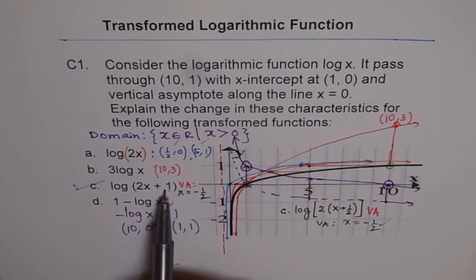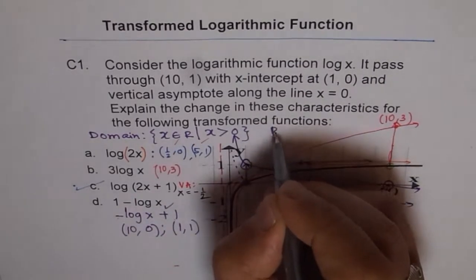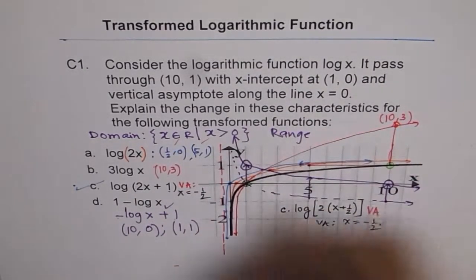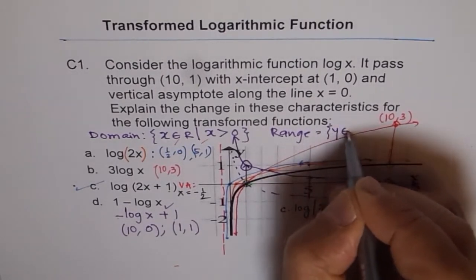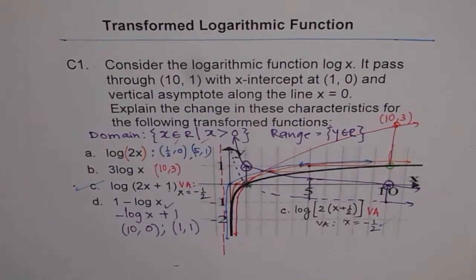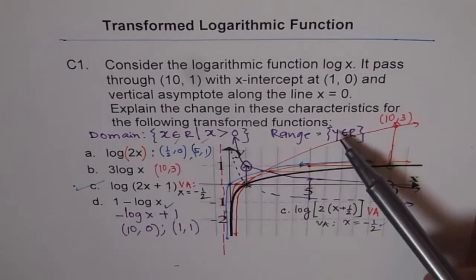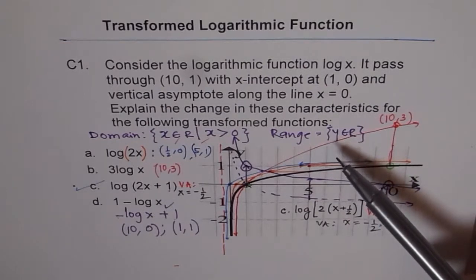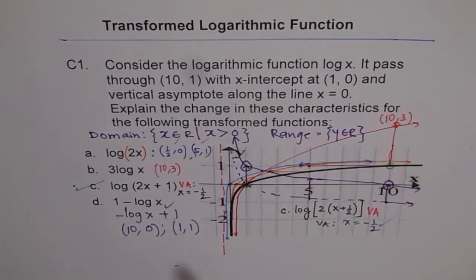So domain is restricted for a logarithmic function. For all these, domain will be greater than 0 except for where we had a horizontal transformation, correct? Here the domain is greater than minus half. And then range, right? So range for a logarithmic function is y belongs to real numbers, right? So there is no restriction on range. As you know, it is the inverse of the exponential function. Exponential functions have restriction on range, not on domain. So for exponential functions, domain is all real numbers and range is restricted. But for logarithmic functions, it flips. Domain is greater than 0, restricted, and range is all real numbers.